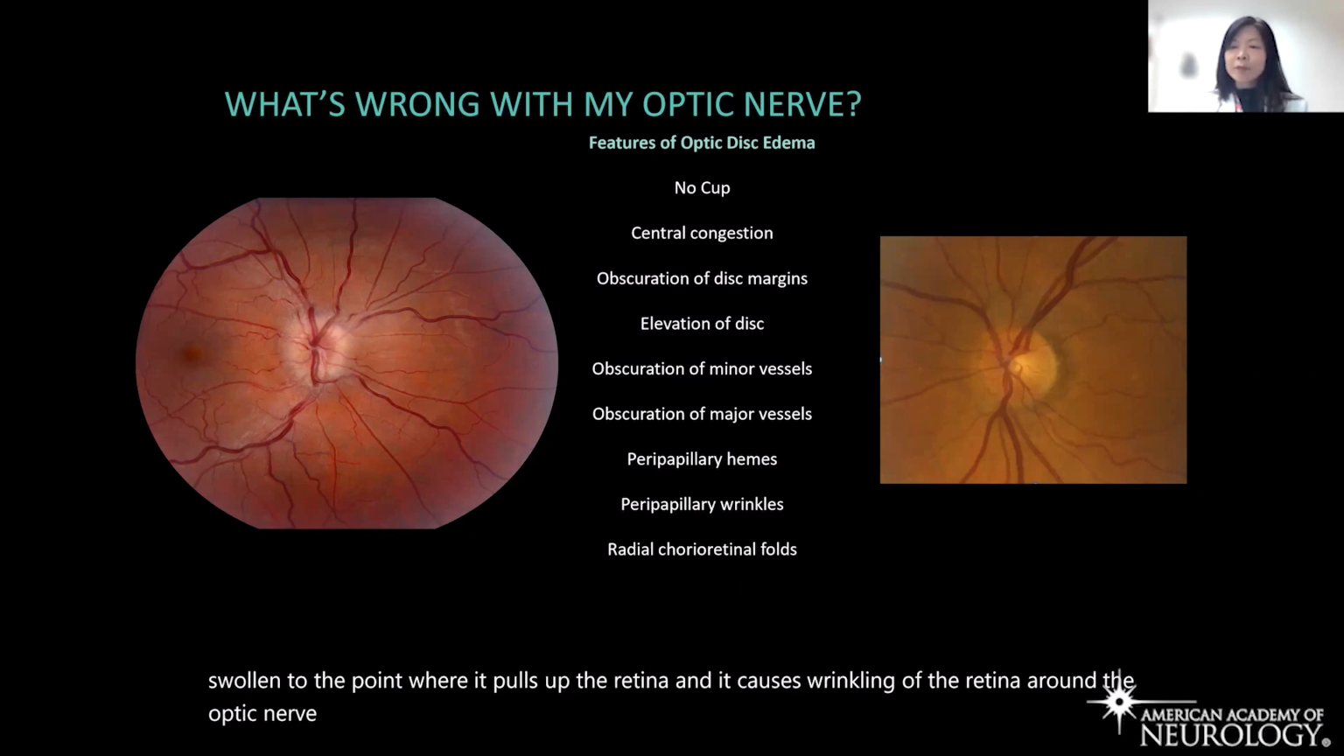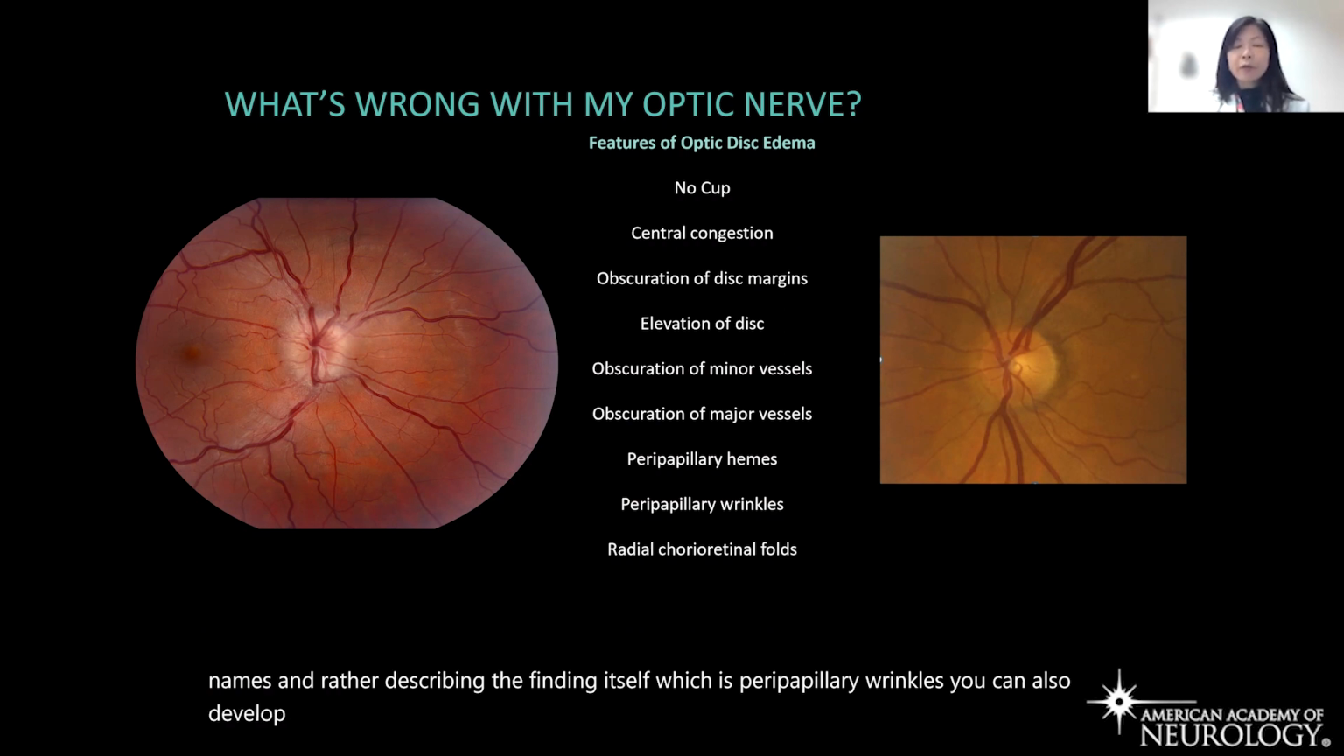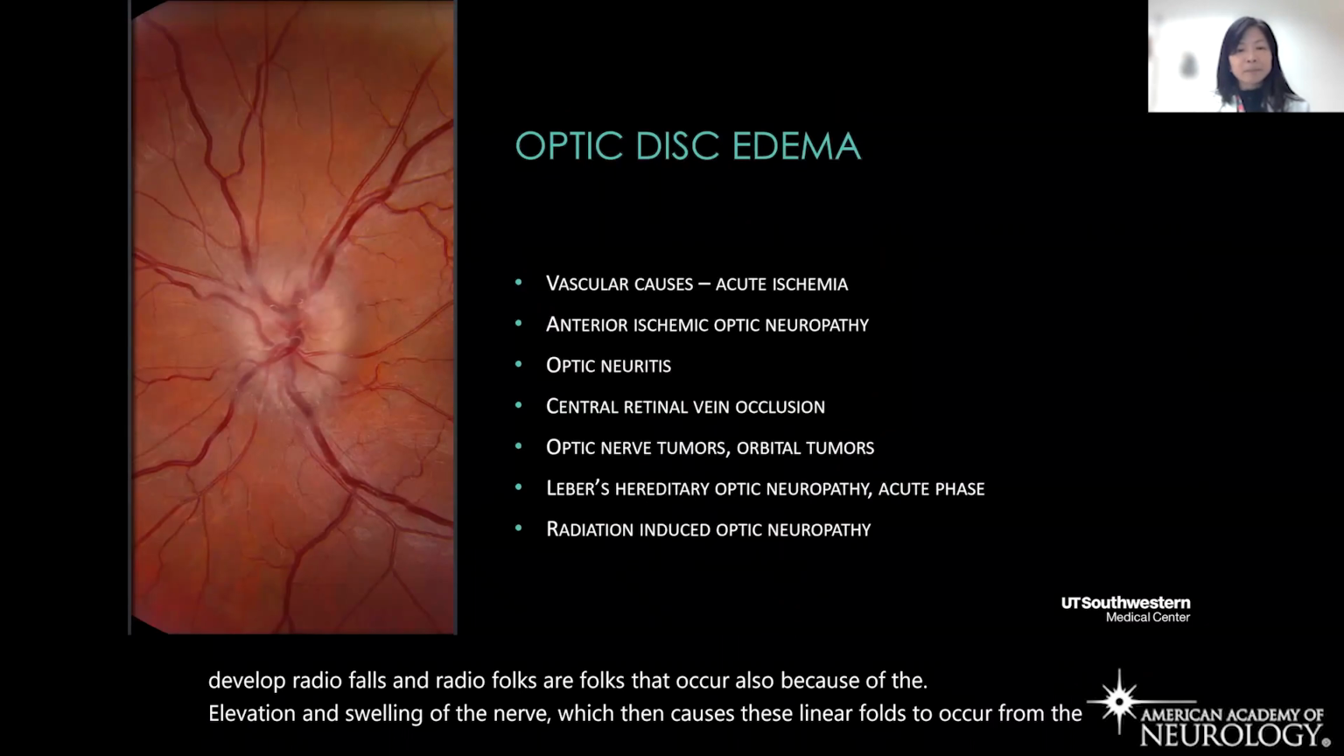The former name to that is called Patton's lines, but we're trying to avoid names and rather describe the finding itself, which is peripapillary wrinkles. You can also develop radial folds, and radial folds are folds that occur also because of the elevation and swelling of the nerve, which then causes these linear folds to occur from the nerve to the macula.